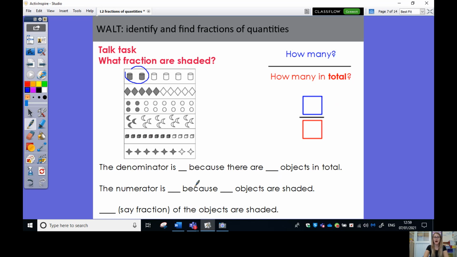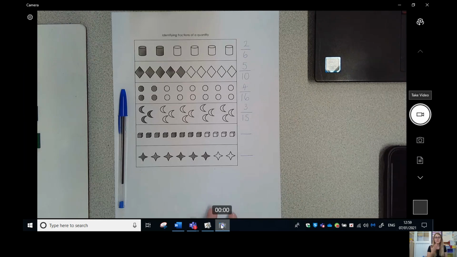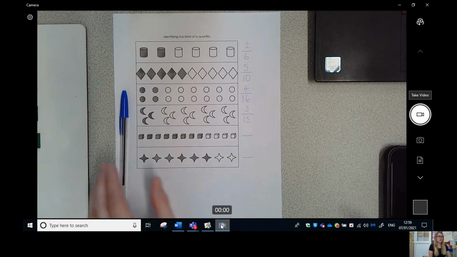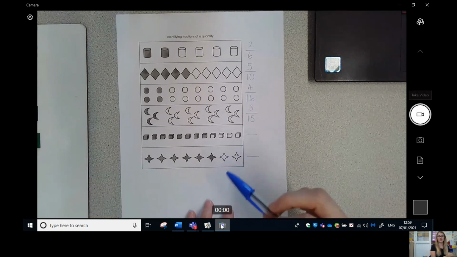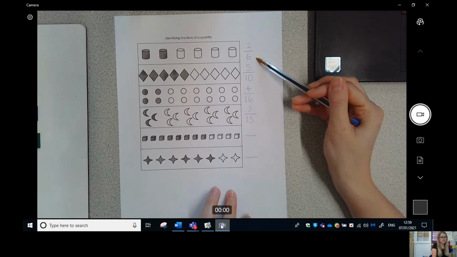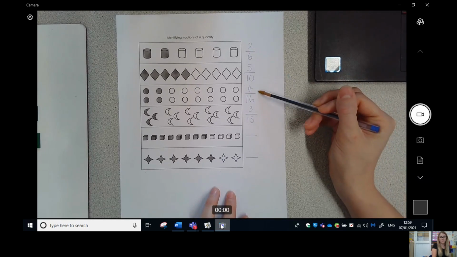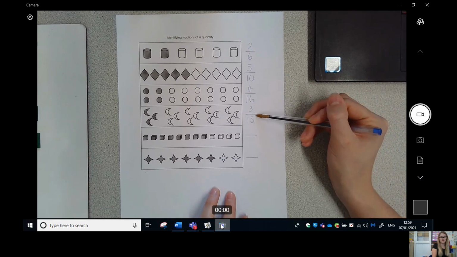Okay, hopefully you've had a go at that. I'm just going to pop up my visualizer so you can see the answers. You may have just done it talking out loud, but if you have written them down, I've written the answers here to help you. So we had 2/6, 5/10, 4 out of 16, 3/15.